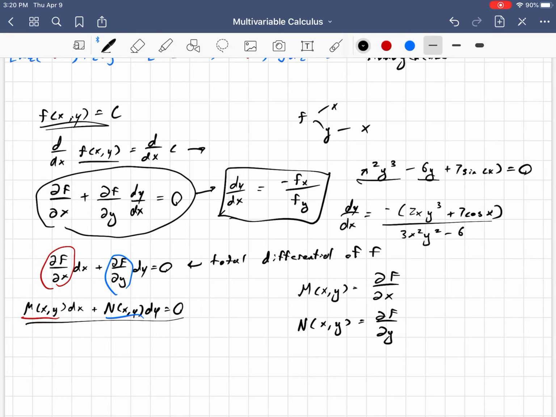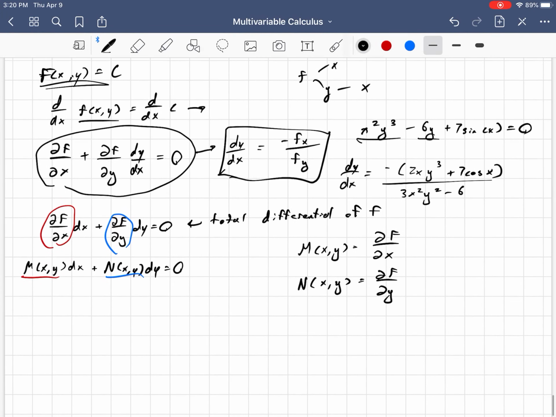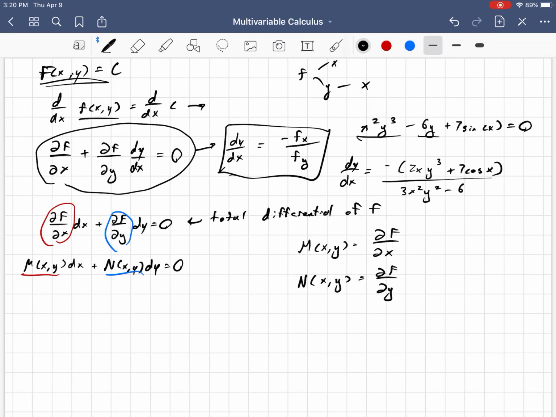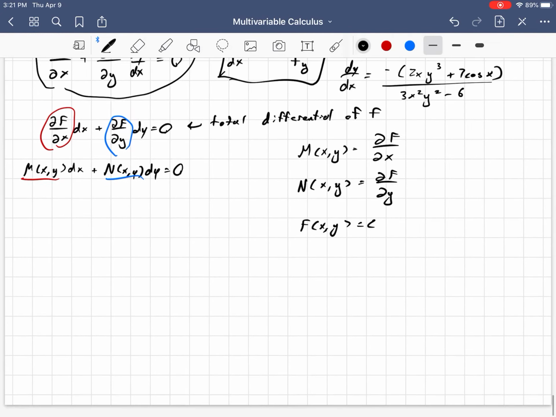And so the solution, since we started out with this, and now we're at this, sorry, since we started at capital F of xy equals c, then our solutions will be in the form F of xy equals c, since that's how we started out to begin with. We started off by differentiating it. Now we're trying to work backwards. So solutions are in the form F of xy equals c.